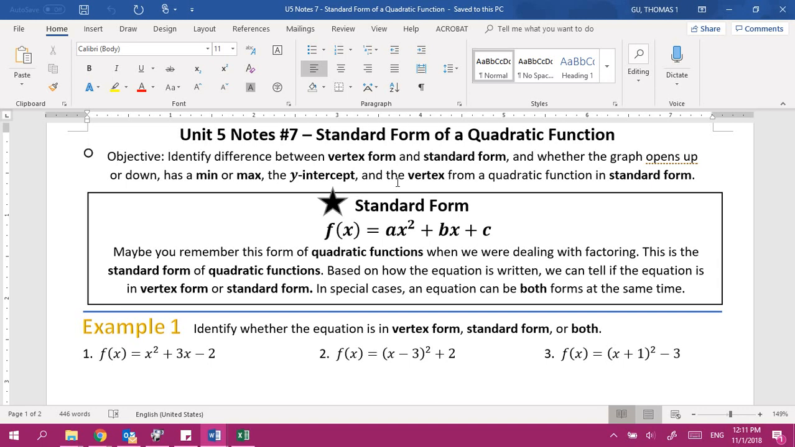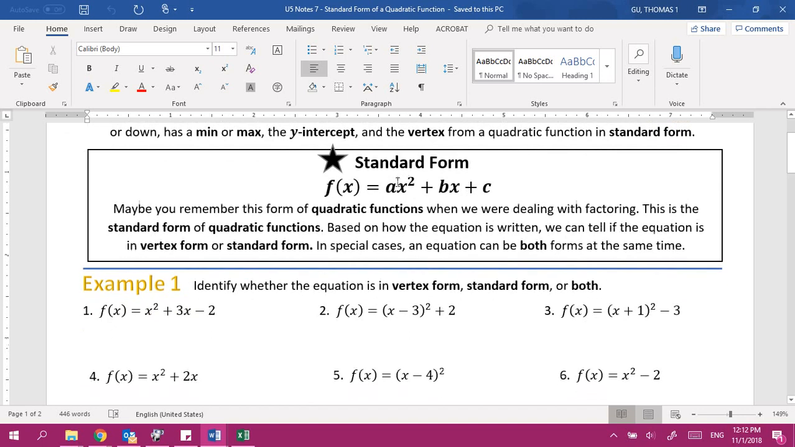So today we're going to be able to identify the difference between vertex and standard form, whether the graph opens up or down, has a minimum or maximum, the y-intercept, and we're going to be able to find the vertex from standard form. So take a look at this real quick, guys.